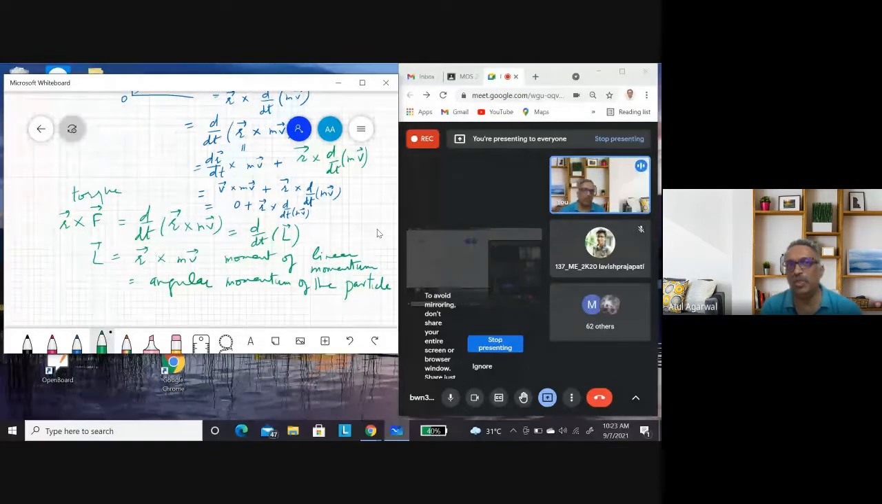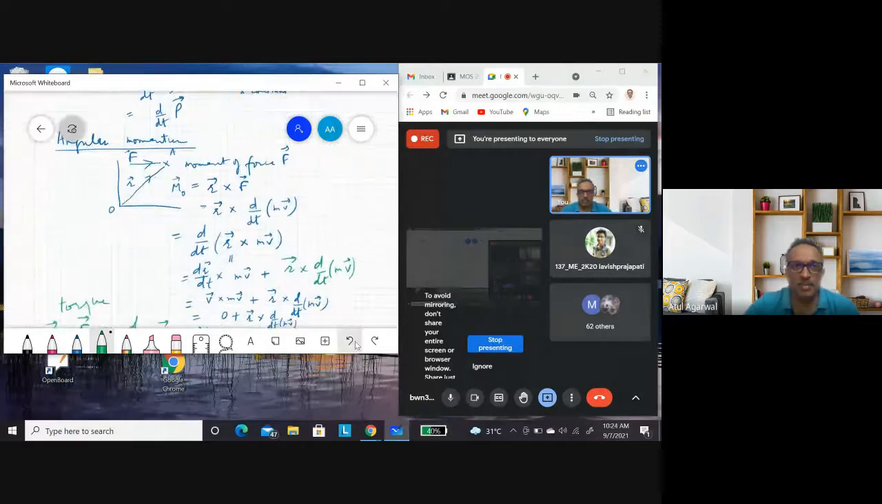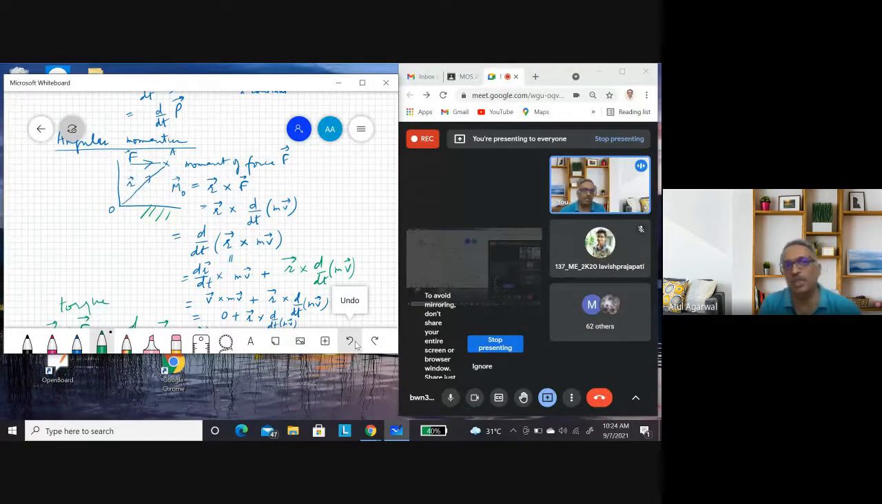So here O is a fixed reference point. O is the origin of the fixed coordinate system. So this is a fixed coordinate system, and we have taken the moment of force about this origin, as well as the moment of the linear momentum about this origin, or angular momentum of the particle about this origin.